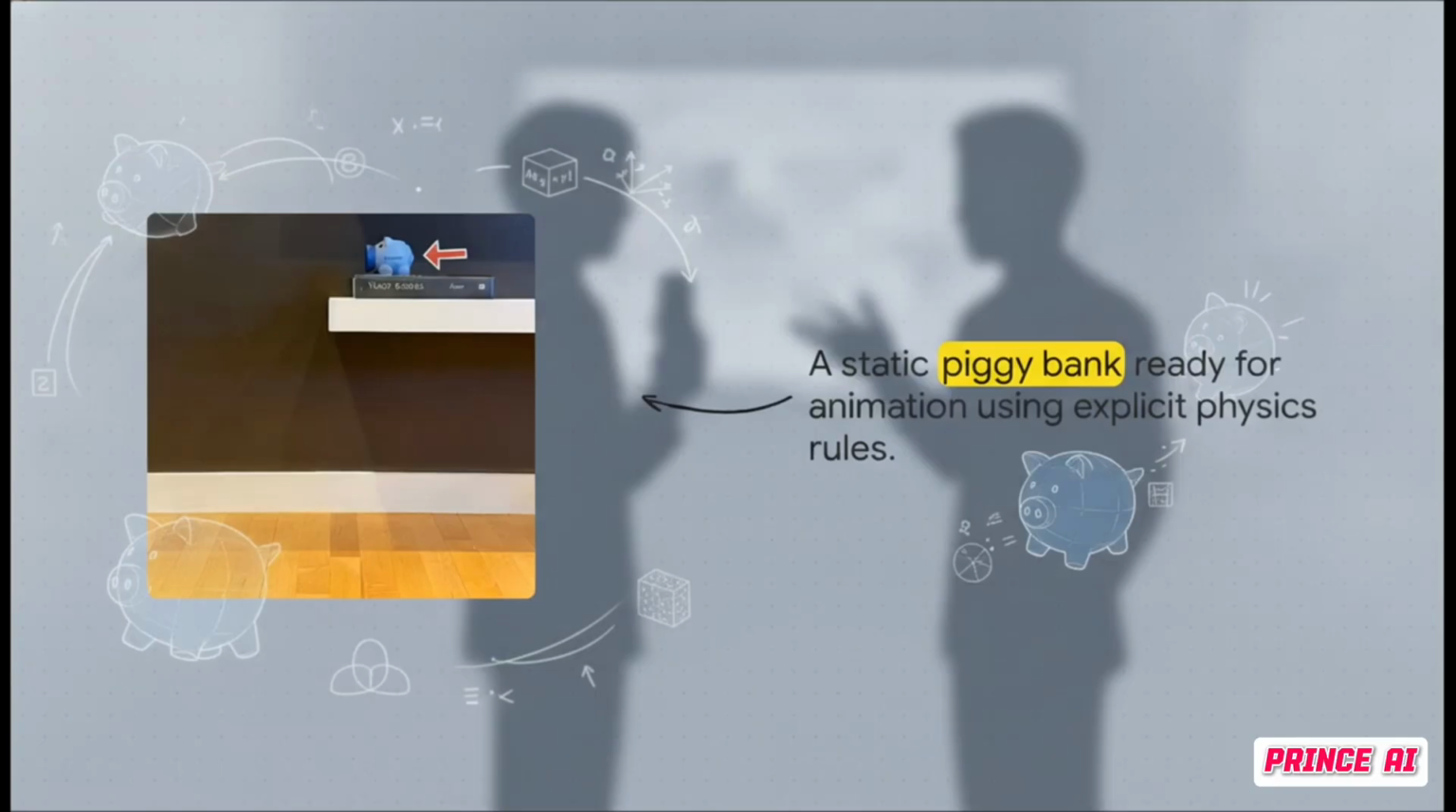Take a static image of a piggy bank sitting on a shelf. Your standard AI from a year ago might just make it randomly float away. But the PhysGen model, it scans the image and actually calculates the object's geometry, its mass, its density, and its friction, all before it even attempts to draw a single new frame.